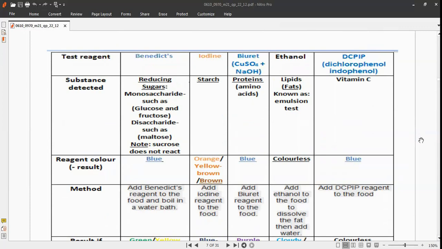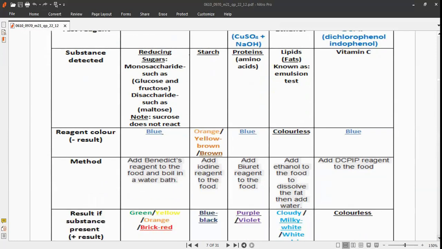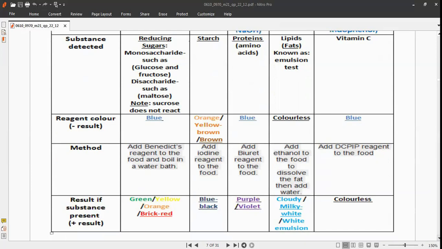What about ethanol? Ethanol detects lipids, fats. This test is known as the emulsion test. The reagent color or negative result: the color of ethanol is colorless. Add ethanol to the food to dissolve the fat, then add water. It turns cloudy or milky white, a white emulsion.